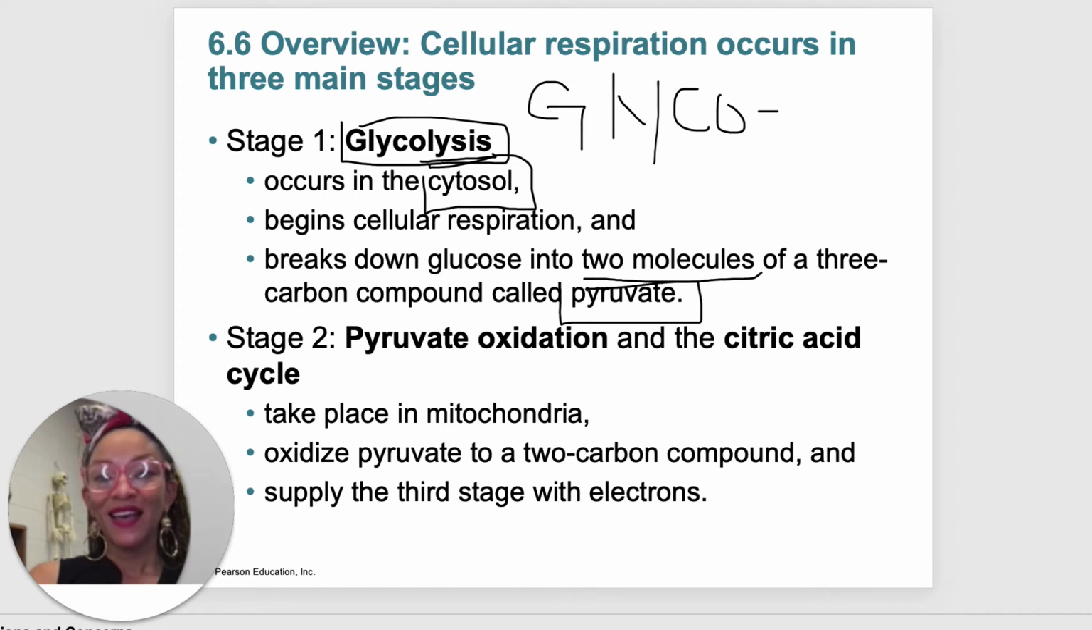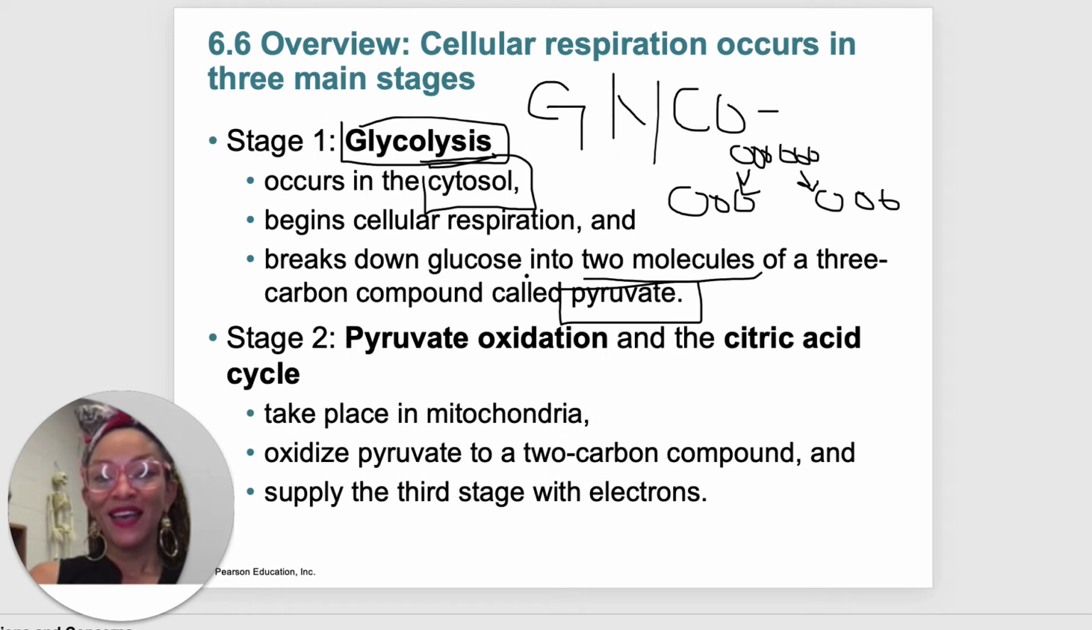So pyruvate are 3 carbon compound molecules. So 1, 2, 3, that's 1 pyruvate. And 1, 2, 3. Whereas glucose is a 6 carbon compound. So 1, 2, 3, 1, 2, 3. And at the end, it's broken down into 2 separate pyruvate molecules that are just 3 carbons each.